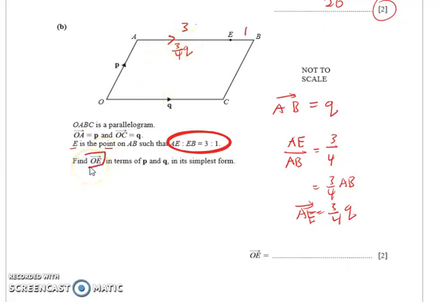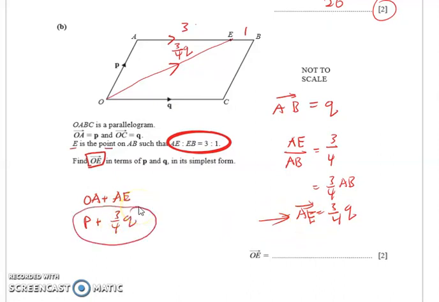Now they're asking for OE. Okay, OE. Now when we are finding the shortcut here, so we just have to plus OA, we plus with AE. OA is given by P, and we plus with AE that we have calculated over here. So it's given by 3 over 4 Q. So this is the answer, guys, for this one, and you got that 2 marks here. Okay, let us move to the next question.